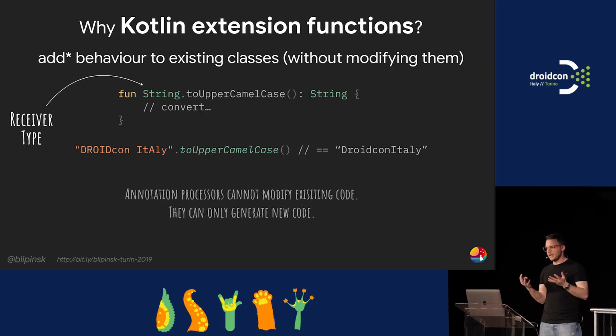Because they seemingly add behavior to existing classes without modifying them. If you think about that, you can, for example, add a method to a string class, which is final and closed, and you cannot modify it. The string is the receiver type, so the string will receive this extension function. So you can call this function as if it were a member function of the string itself. And if you remember the third slide of mine, the annotation processors cannot modify existing code.